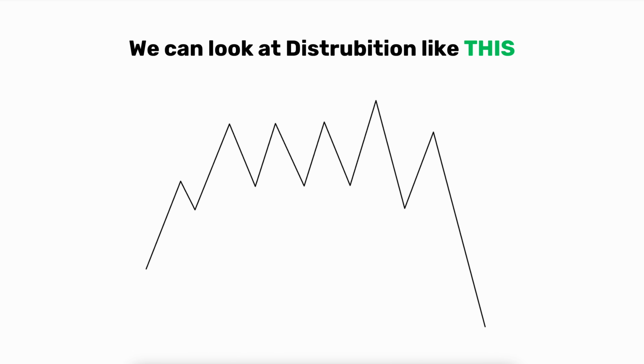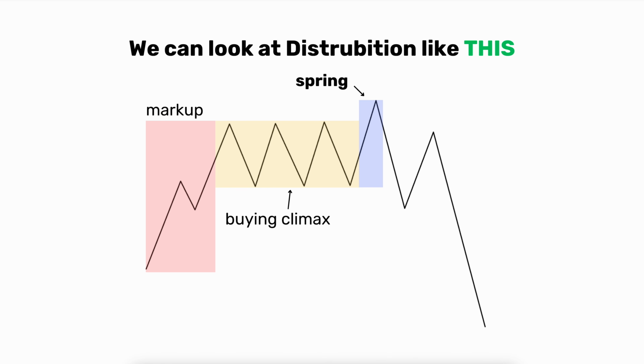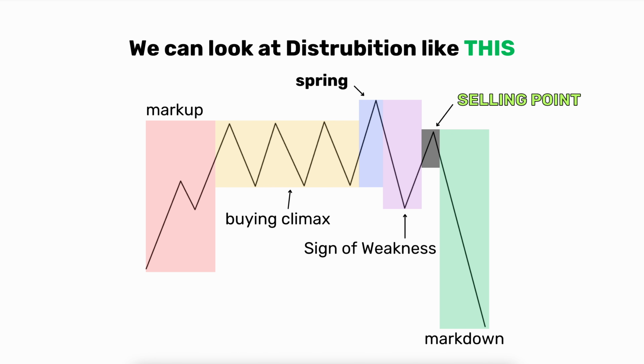So looking at a distribution, we have our markup phase, our buying climax and distribution range, our sweep or spring, where the market takes out the high of that buying climax, our reversal into a closure beneath the range, which is our sign of weakness, pullback to sell, and then our profitable markdown.